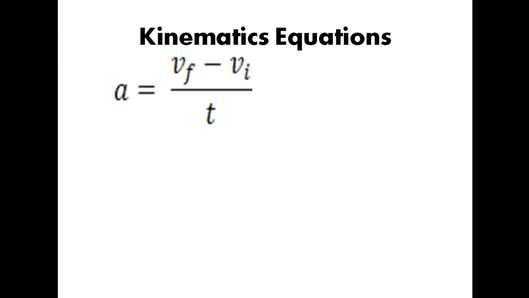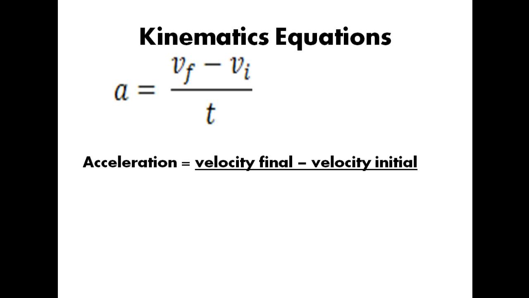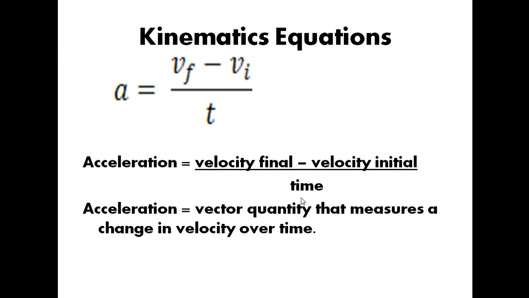Our second kinematics equation is acceleration, that's the A, is equal to velocity final minus velocity initial divided by time. So in words, same thing. Acceleration equals velocity final minus velocity initial divided by the time. Acceleration is, once again, a vector quantity that measures a change in velocity over time. So it has to have a direction with it when we give an answer.